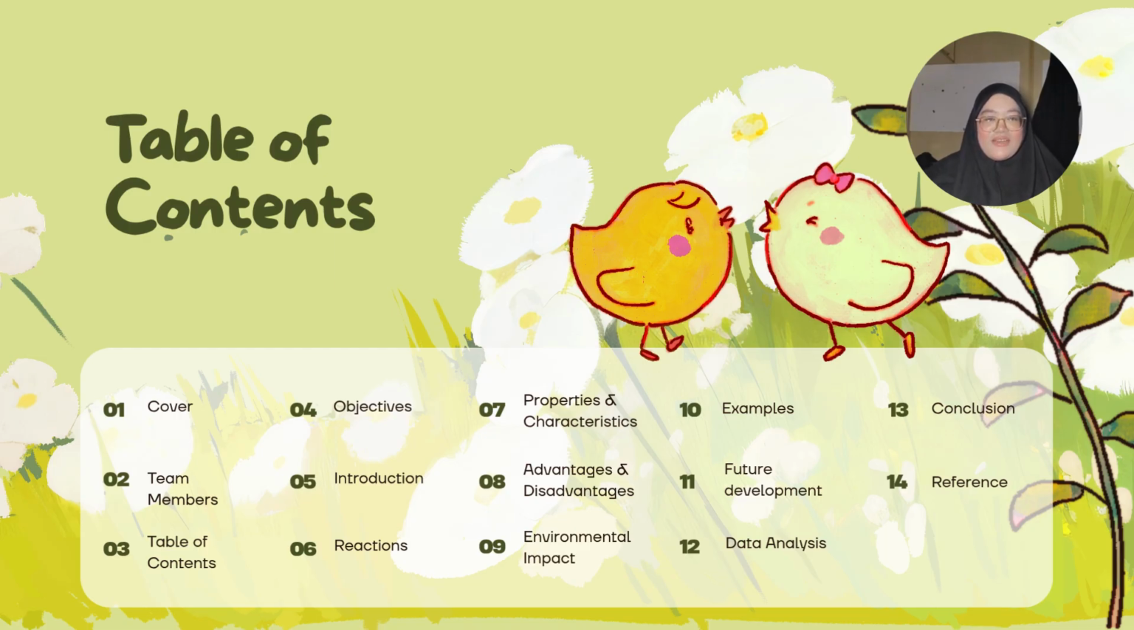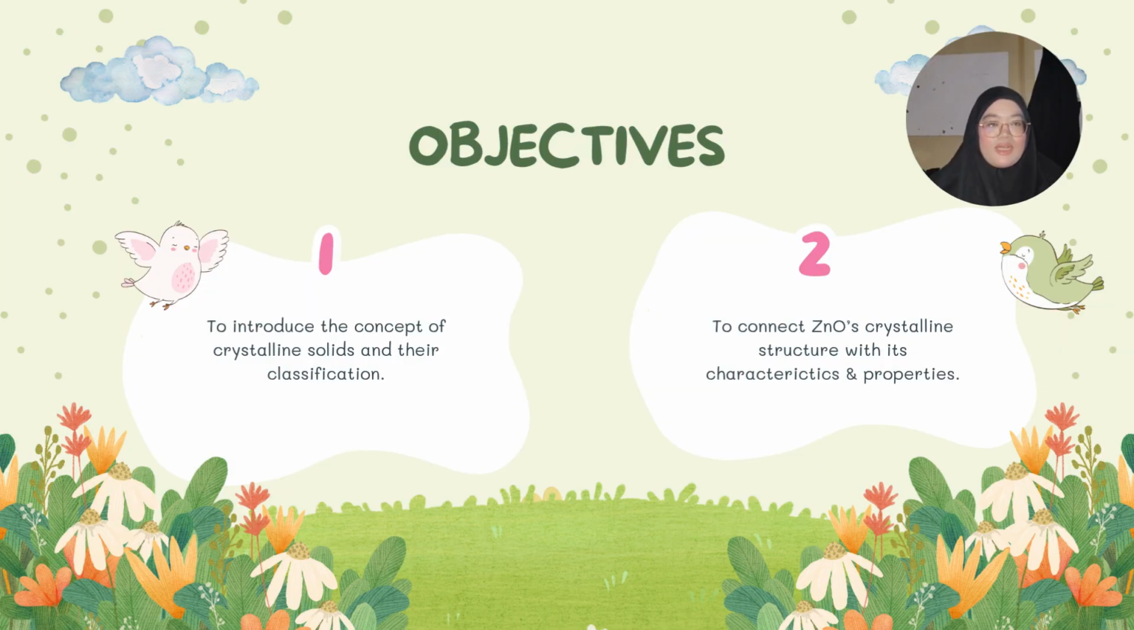To give you an idea of our journey today, here is our roadmap. We'll begin by defining the core concepts of crystalline solids and how they are classified. From there, we'll dive into the fascinating world of zinc oxide, looking at its structure, properties, and why it has become the gold standard in modern sunscreen technology. We'll also analyze some data on its effectiveness, discuss its environmental impact, and take a quick peek into the future of this material.